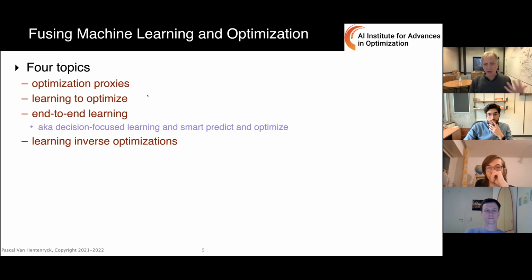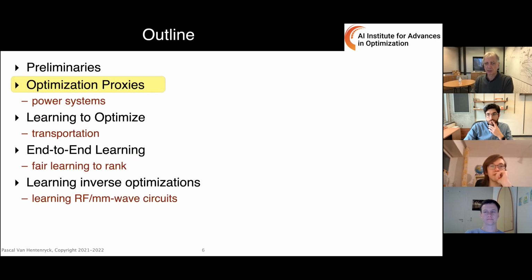So I'm going to talk about 4 topics today: optimization proxies, learning to optimize, end-to-end learning, which is also known as decision-focused learning or smart predict-and-optimize, and then very quickly about learning inverse optimizations. So I have a lot of topics, so I'll go fast in many aspects of this talk, but I hope you will have the opportunity to ask some questions at the end. So let me talk about optimization proxies first.